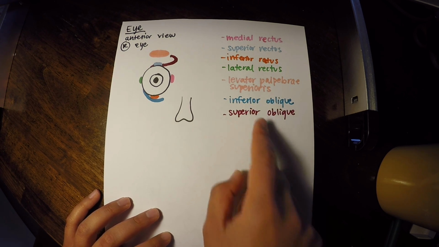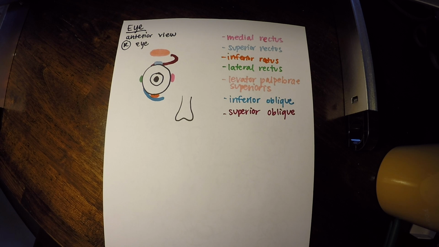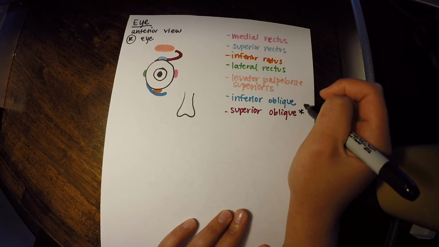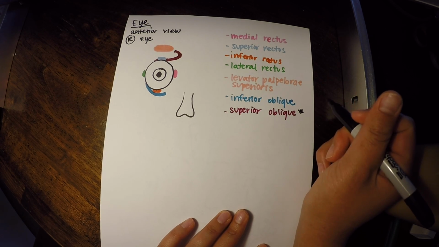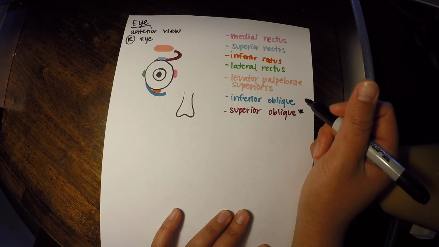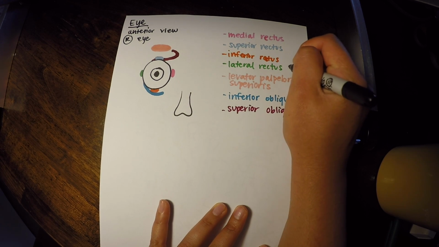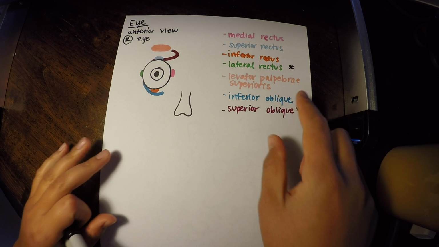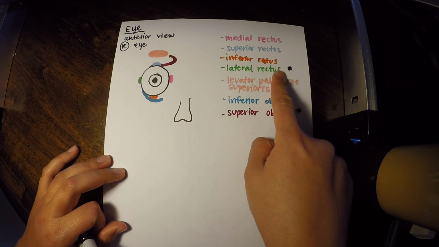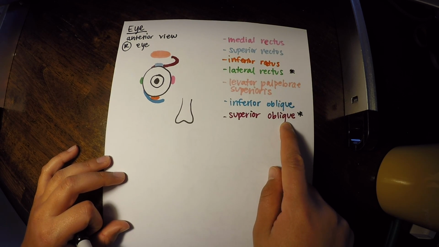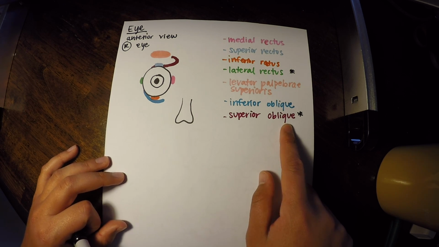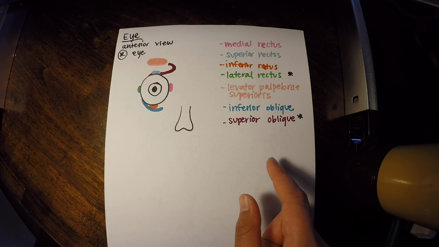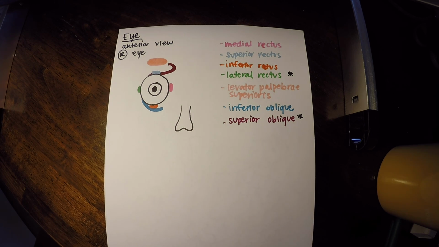Now, I'm just going to put a little star there because this is one of those few muscles that is not innervated by oculomotor. The lateral rectus is the other one that's not innervated by oculomotor. Remember, we talked about the lateral rectus as being innervated by abducens, and this superior oblique is actually innervated by the trochlear nerve.